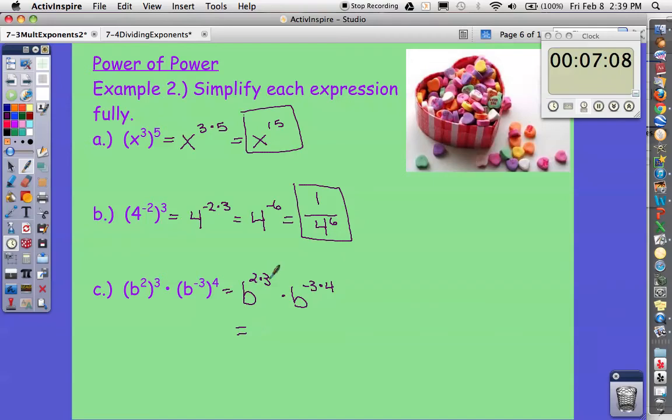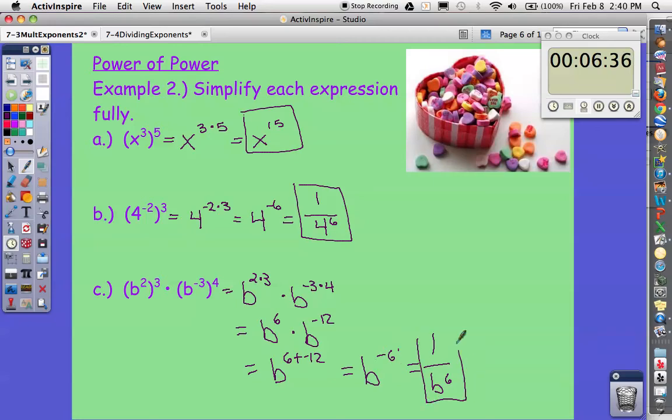So b to the 2 times 3 would be b to the 6th. And then negative 3 times 4 would be b to the negative 12. Are we done? No way. We know this rule. This is the first one we learned. Multiplying the same base. What do I do with their exponents? Hopefully you're saying add, so we have 6 plus the negative 12. That would give me b to the negative 6. Now I'm done, right? Hopefully, again, you are telling me no. It's going to be 1 over b to the 6th. Negative exponent, we can't leave a negative exponent in our answer, so I move it below 1.